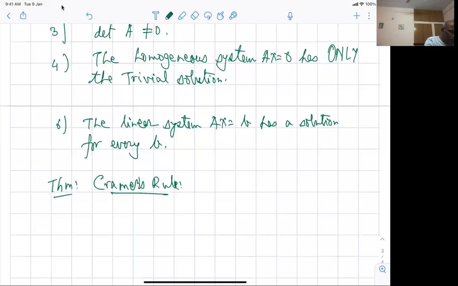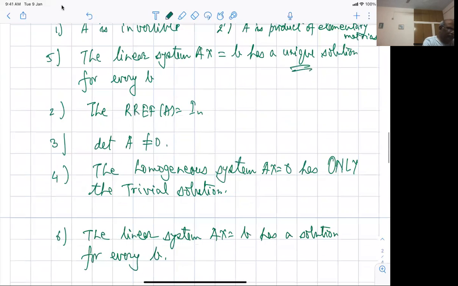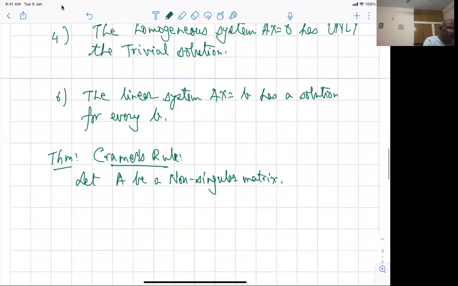So let A be a non-singular matrix. Fine. Did I say that? Yeah, determinant of A is not zero. All right, so let A be a non-singular matrix. So this implies that A is an invertible matrix. So I know what the inverse is, what the things are. All right. Fine.